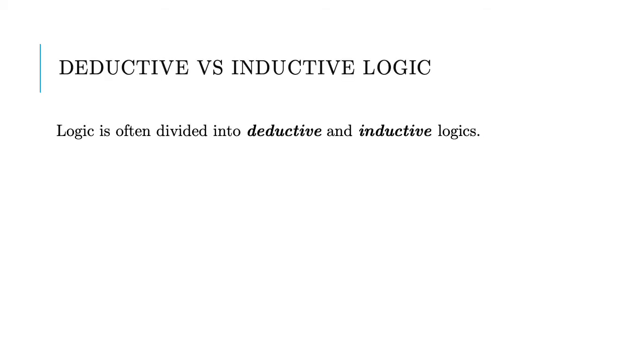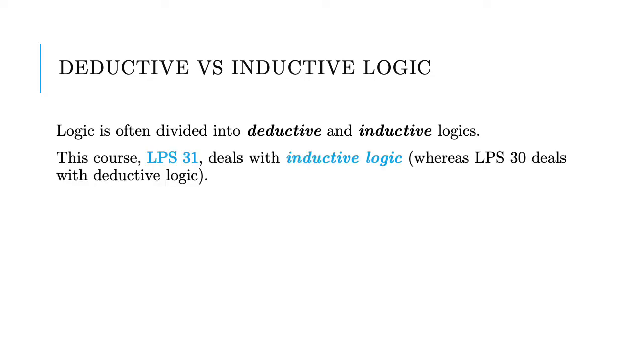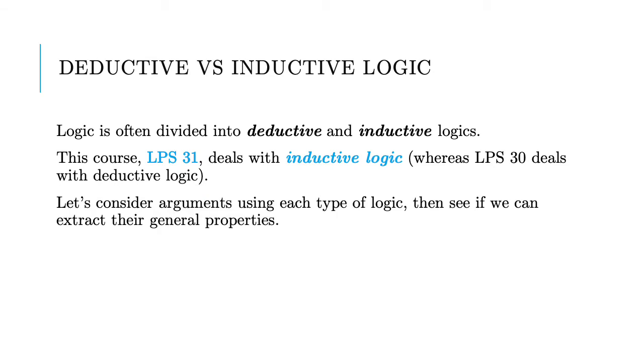Logic is often divided into two types, deductive and inductive logics. This course, LPS 31, deals with inductive logic, whereas LPS 30, for example, deals with deductive logic. Let's consider arguments of each type of logic, then see about extracting their general properties.